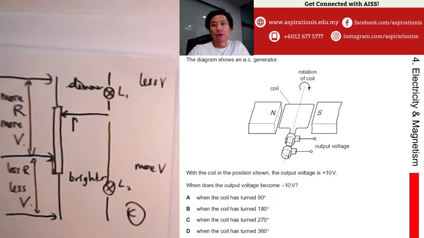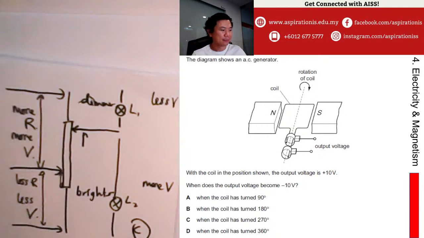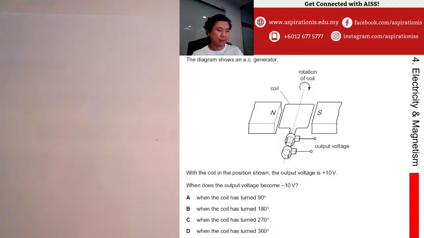Okay. So of course, electricity and magnetism, usually they get more spotlight in the paper. So of course, the questions here is more, and I think this is the last one. So have a read through and slam your answers in the chat. What's the answer for this AC generator question?